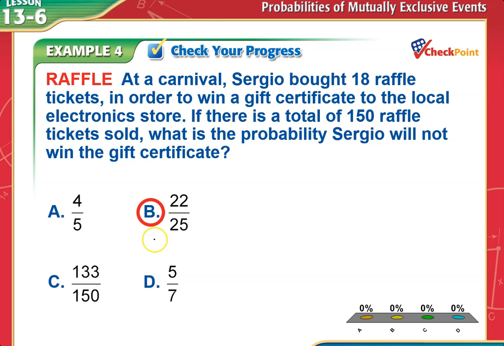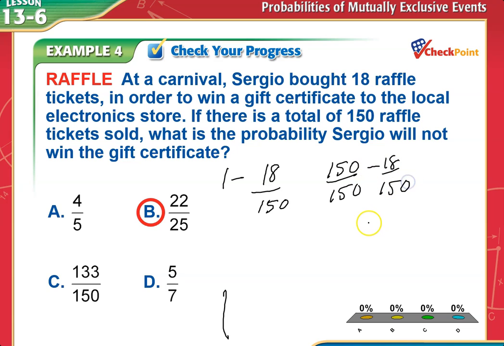So, he bought 18. That would mean he would have an 18 out of 150 chance of winning. And then we'll do 1 minus that. Well, 1 is the same thing as 150 out of 150, and we subtract 18 out of 150. That's going to give me 132 out of 150. And then we could divide both top and bottom by 6, and that's how I get 25 on the bottom and 22 on top.